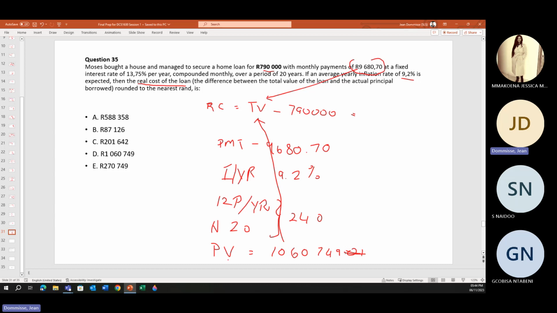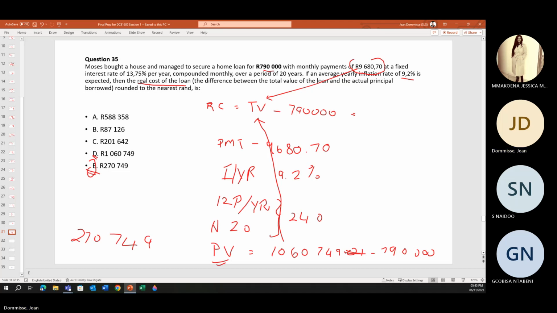So again, if we just worked out the present value, there is an option for us, but remember we need to subtract what that loan amount was to get to the real cost, and that is 277,409. So 1060749 minus the 790,000 will give us the 277,409, which is option E.